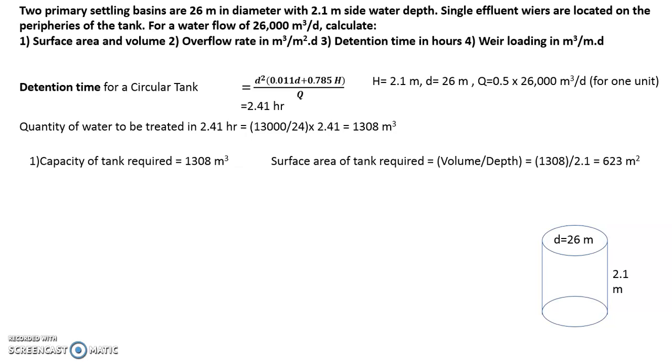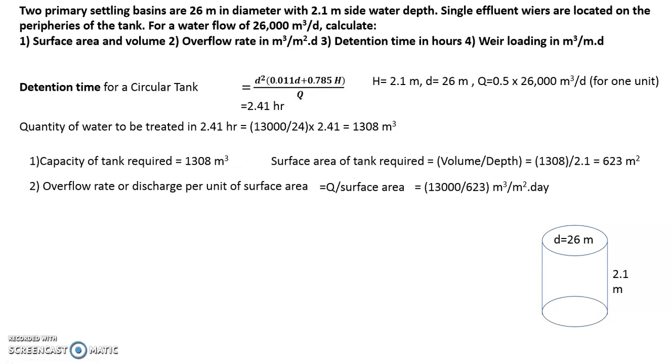So when it comes to the second question, overflow rate in meter cube per meter square day, overflow rate is kind of a discharge per unit of the surface area. Meter cube per day is the discharge, per meter square is the surface area. So we have calculated the surface area as of now. Discharge is 13,000 divided by 623, the surface area, and this will give you the value of overflow rate, or discharge per unit of surface area. Further, you can simplify this.